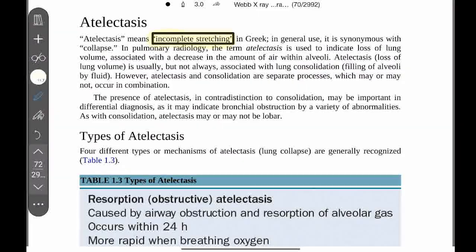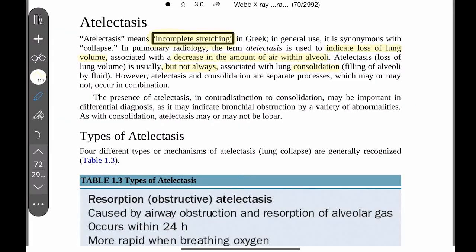In pulmonary radiology, the term atelectasis is used to indicate loss of lung volume associated with a decrease in the amount of air within the alveoli. Atelectasis, which is a loss of lung volume, is usually but not always associated with lung consolidation. Filling of alveoli by fluid, that is consolidation. So it is not always associated with consolidation.